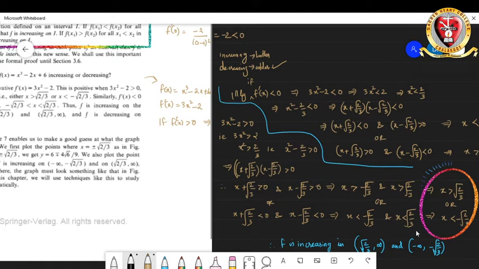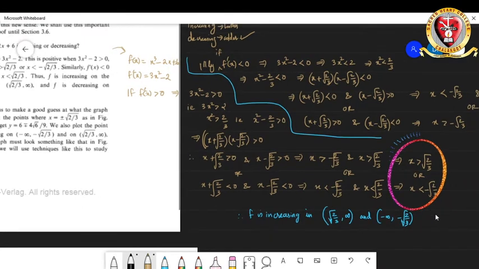And for the second part, you have x strictly less than minus root 2 by 3 and x strictly less than root 2 by 3. So as an intersection, you get x strictly less than minus root 2 by 3. So, you have x strictly greater than root 2 by 3 or x strictly less than minus root 2 by 3. And to conclude, we can say that f is increasing.